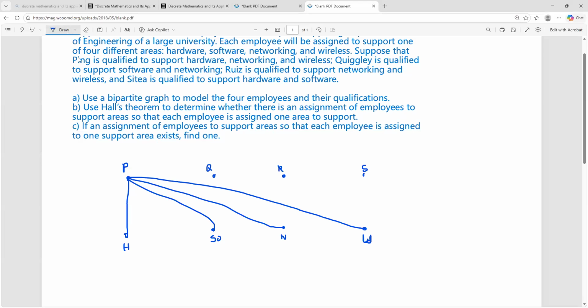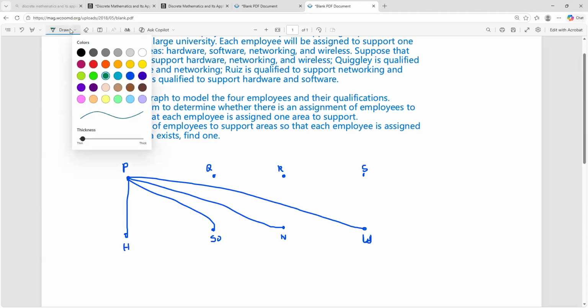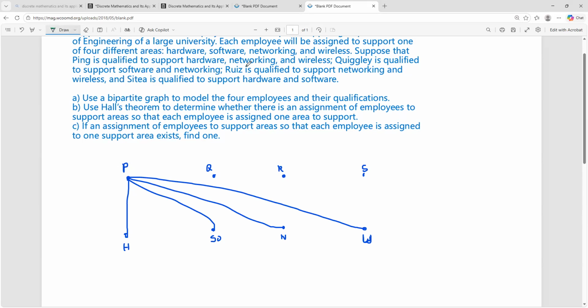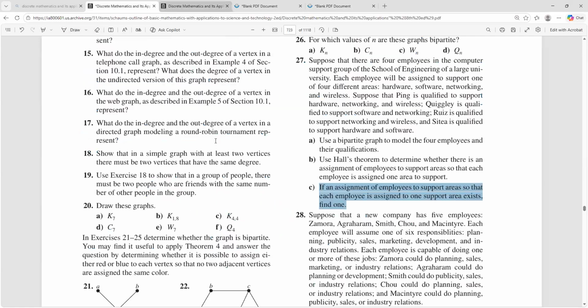Very good. Please make sure I'm not making mistakes. Quigley, software and networking. Ruiz is qualified to support networking and wireless. Satia supports hardware. Bingo. Okay. Let's go back and make sure.